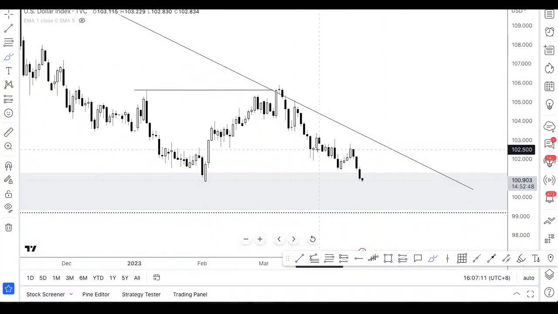Okay, so once we have identified this, the next thing that we want to do is to try and find if there are any resistance areas that we would like to watch, right? So for resistance zones, right, this is one area. So you can see this zone here.